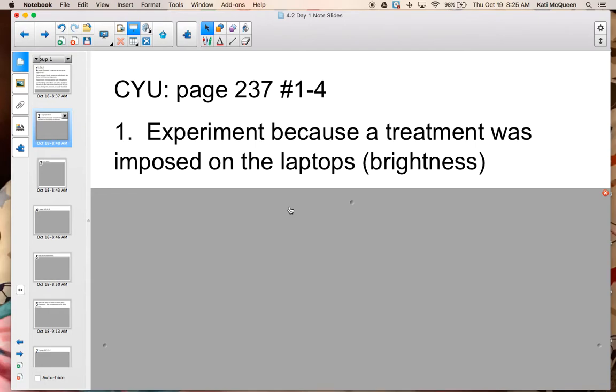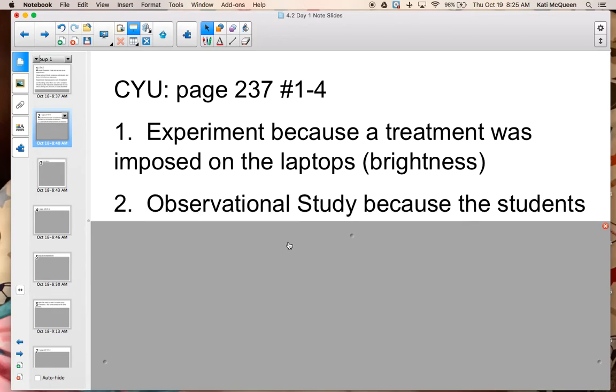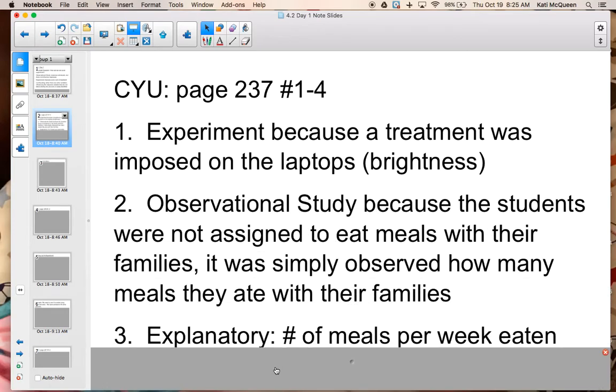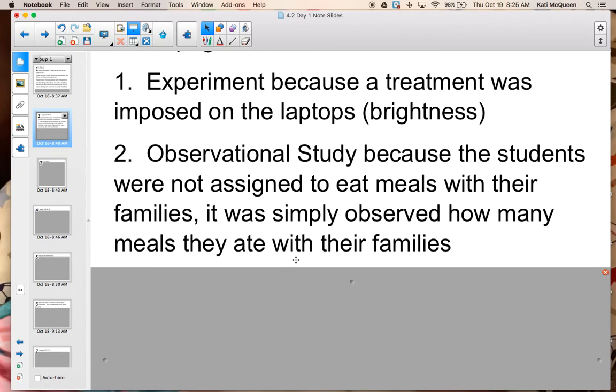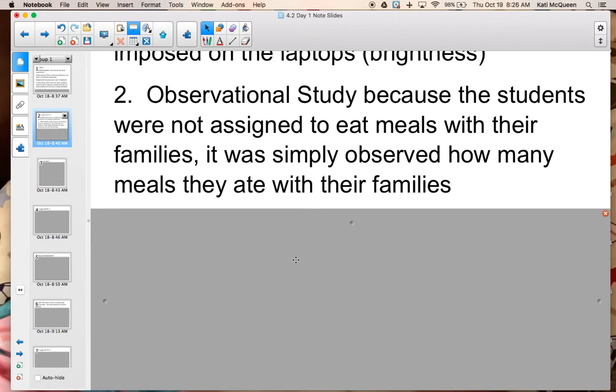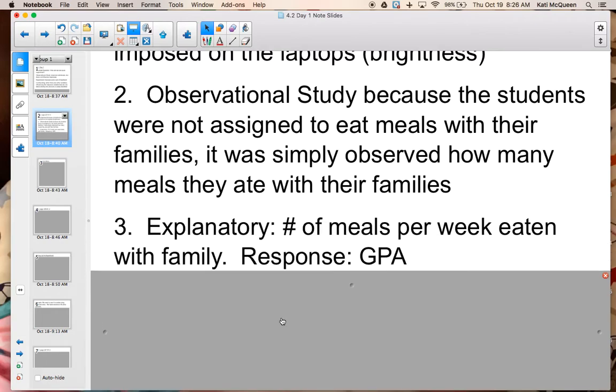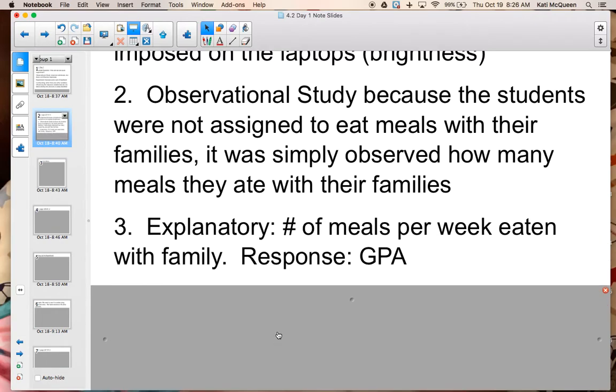All right, number 2 then. So we want to first determine observational study or experiment. So this is just an observational study. So we're looking at how many meals students ate with their parents. So we didn't assign students to eat a certain number of meals. We're simply observing what they did, what has already happened. All right, number 3 then, the explanatory and the response variable. So the number of meals per week eaten is, we're trying to see if that can explain GPA here. So that would make GPA our response and the number of meals eaten the explanatory.